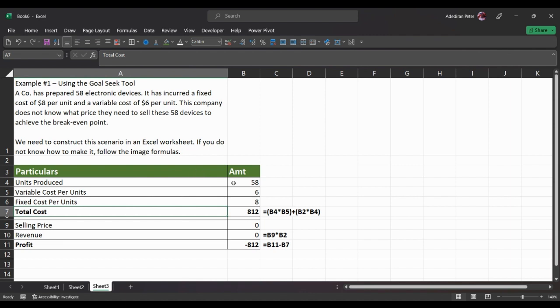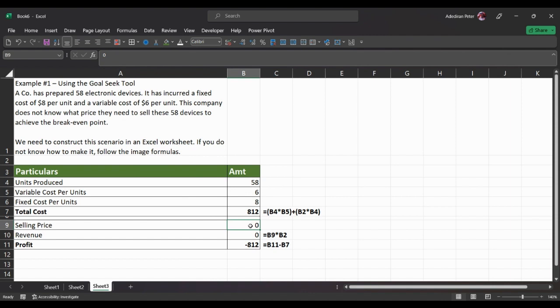So, let's look at this table. The number of units sold is 58. Variable cost per unit is 6, while the fixed cost per unit is 8. So we are multiplying the units produced by variable cost per unit on this hand, and on the other hand, we are multiplying the units produced by the fixed cost per unit. So that gives us 812 dollars. So the selling price is zero. This is what we are looking for.